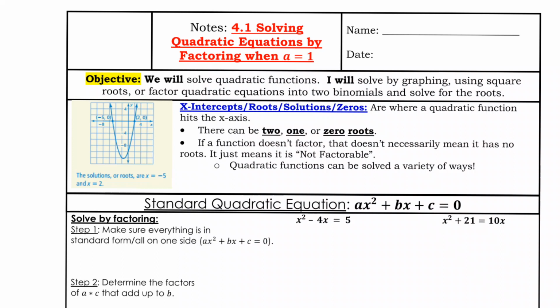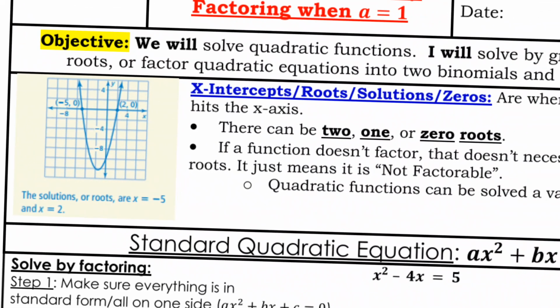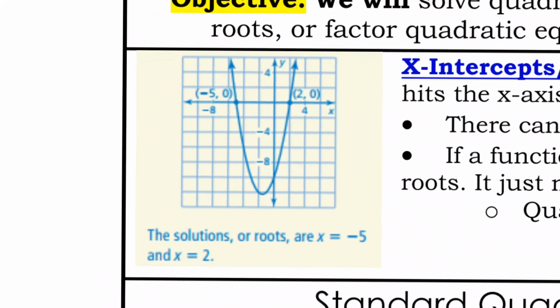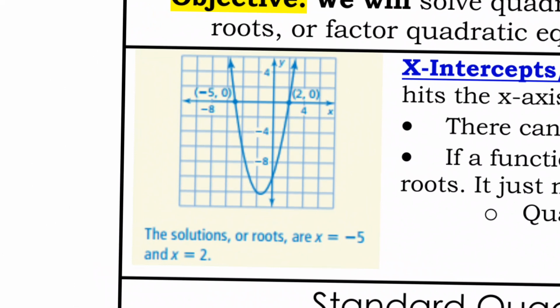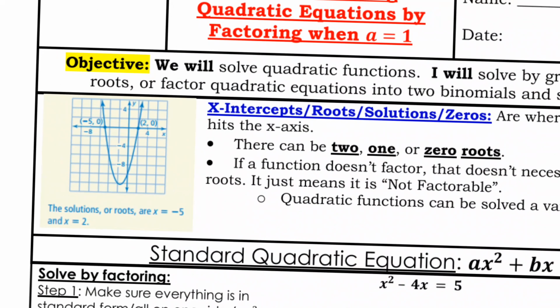Before I get into any solving, I just want to go over what it means to solve a quadratic equation. When you solve a quadratic equation, basically you're looking for where it hits the x-axis. These are called your x-intercepts. They also go by roots, solutions, and zeros. They're called the zeros because where you hit on the x-axis, the y coordinate is 0.